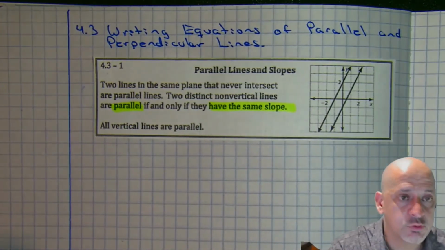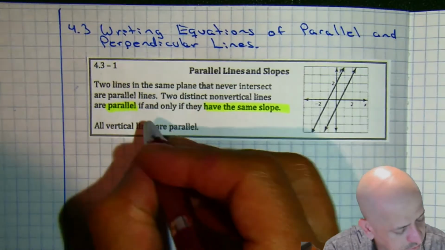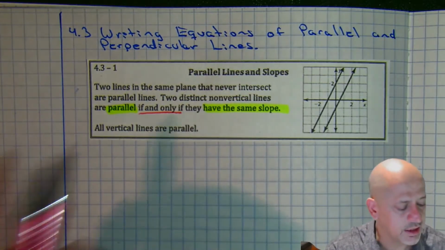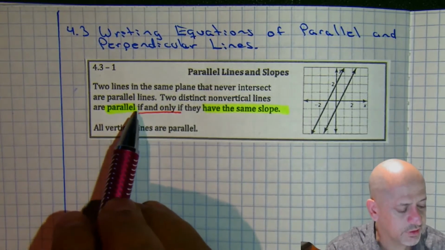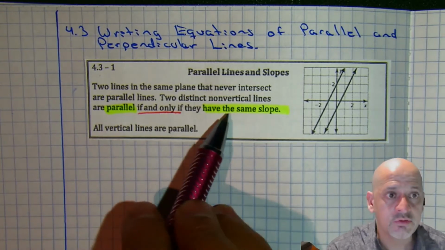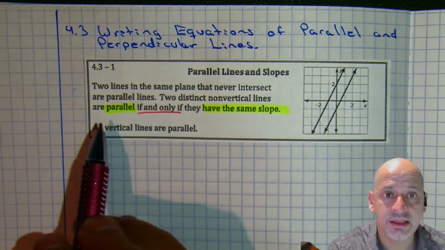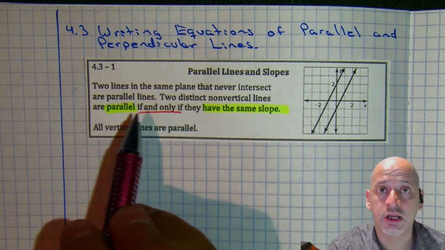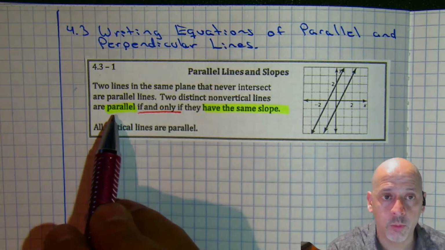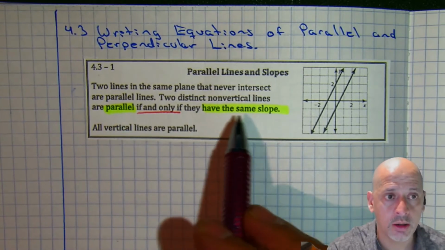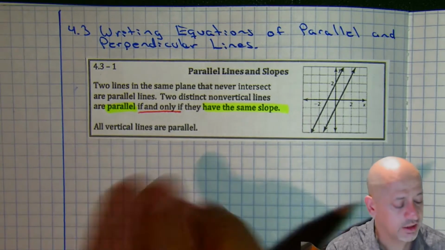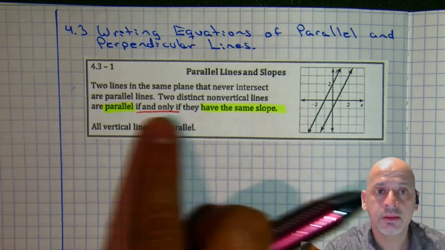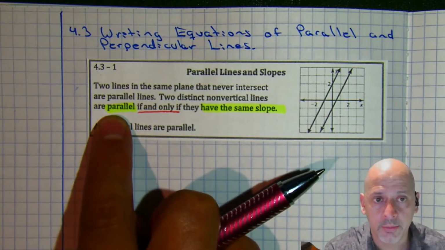And this is something that you guys will see, the words if and only if. That means that 2 lines are parallel if they have the same slope. If 2 lines have the same slope, that means that they're parallel. So whenever you see if and only if, that means that it's going to work out from one way or another. So 2 lines are parallel if they have the same slope. If 2 lines have the same slope, then we know that they're parallel.